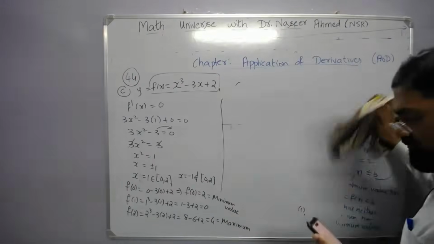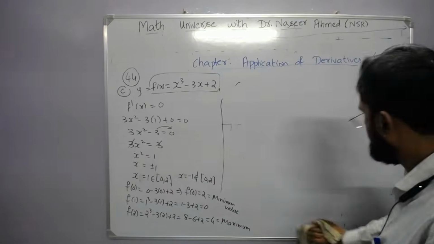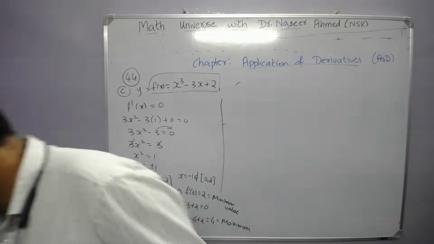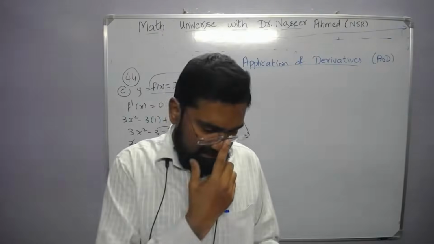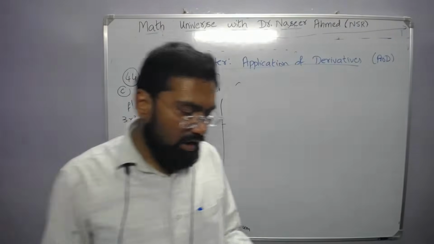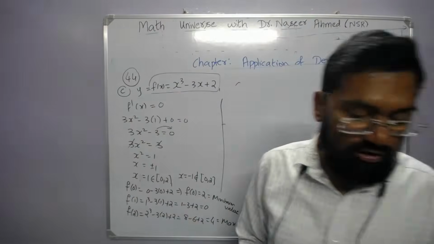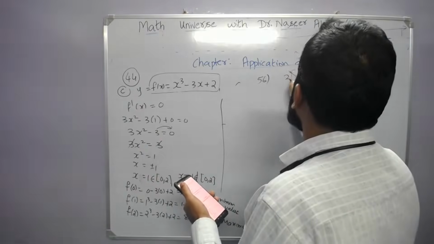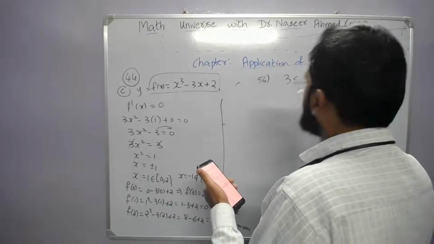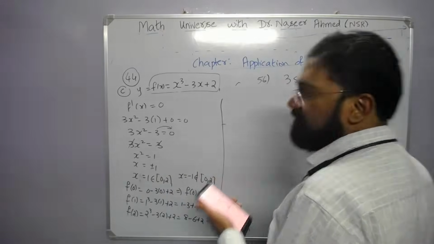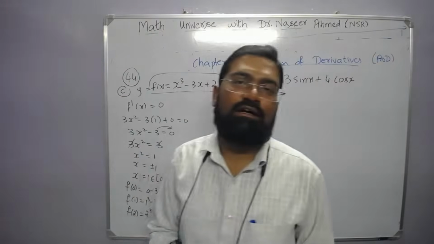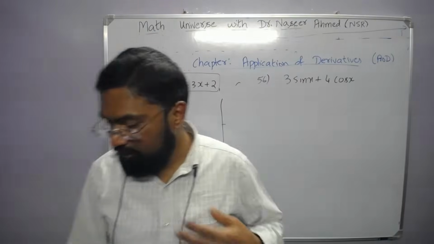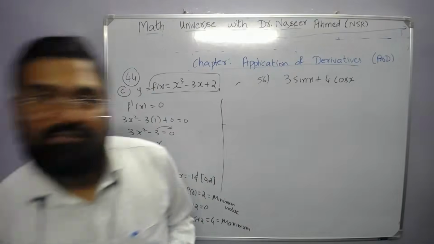Now, moving on to the next problem. See carefully. The maximum value of 3 sin x plus 4 cos x is question number 56. The maximum value of 3 sin x plus 4 cos x. Now, you should understand here, without differentiation also we can get the answer for this. I'm going to give you a note that is always going to help you to get the answer faster.